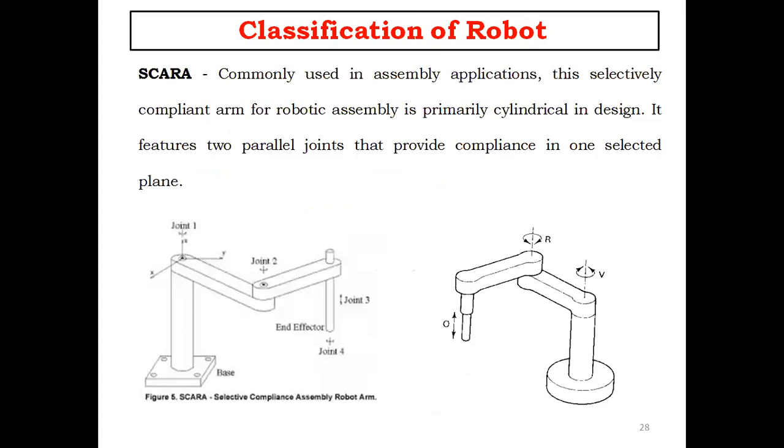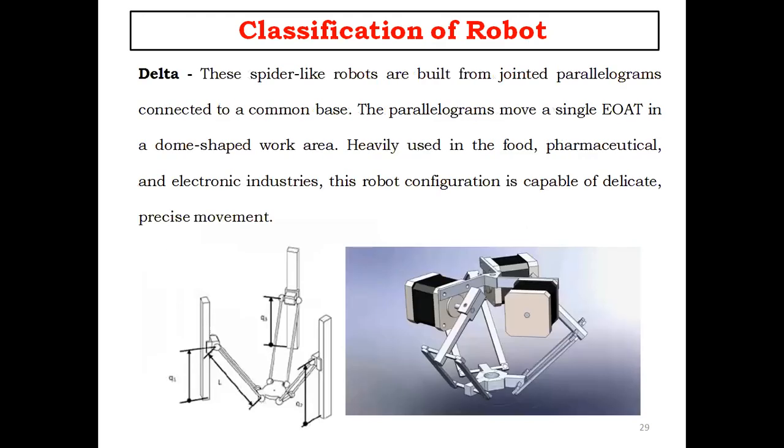Whereas in the case of a SCARA, it is commonly used in assembly applications. SCARA is selectively compliant arm for robotic assembly, primarily cylindrical in design. It features two parallel joints that provide compliance in one selected plane. I have shown here a selective compliance assembly robot arm. We have two joints, three joints, four joints, and a base. It is a compliant arm for robotic assembly, primarily cylindrical in design, with two parallel joints in one selected plane.